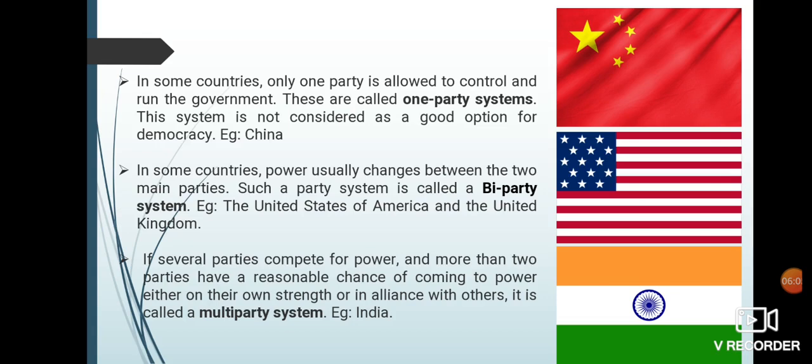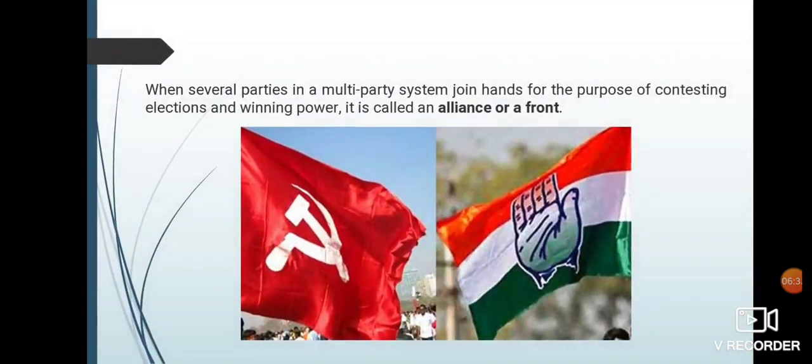The third type of system is the multi-party system. If several parties compete for power and more than two parties have a reasonable chance of coming to power either on their own strength or in alliance with others, it is called a multi-party system. In our country, India, we have a multi-party system. When several parties in a multi-party system join hands for the purpose of contesting elections and winning power, it is called an alliance or a front.